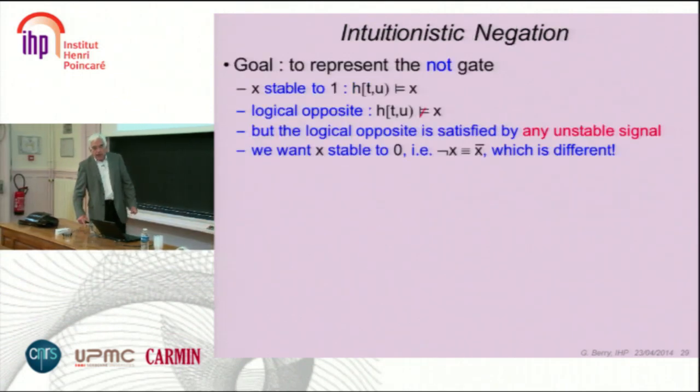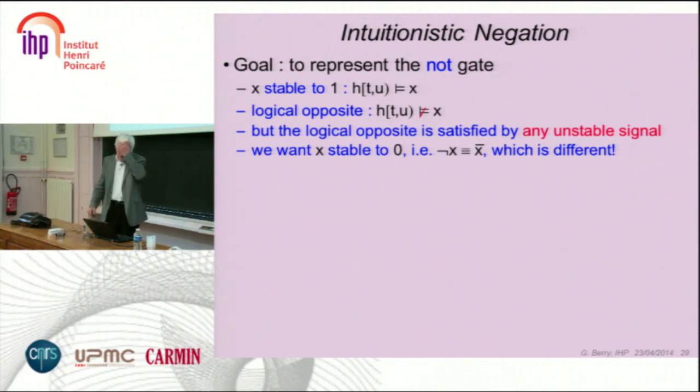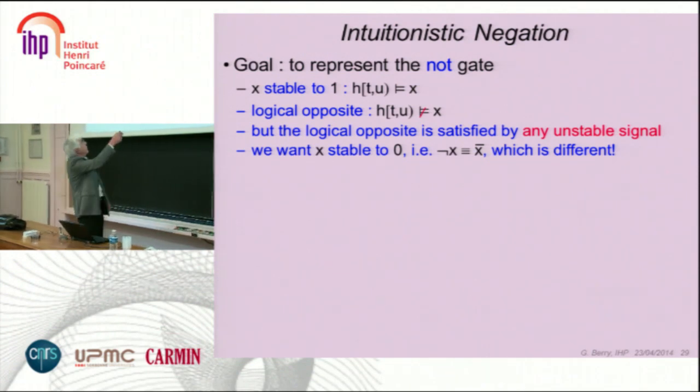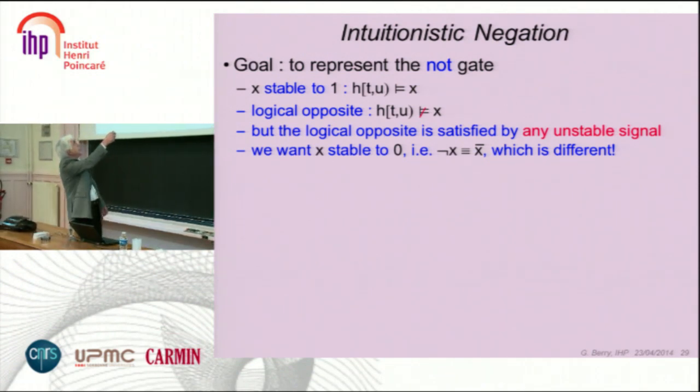And so in the logic, the important part is negation. So the logic is about stability. So, for example, x stable to 1 means in the history between t and u, then this property is true in the logic. And the negation is that this property is not true.